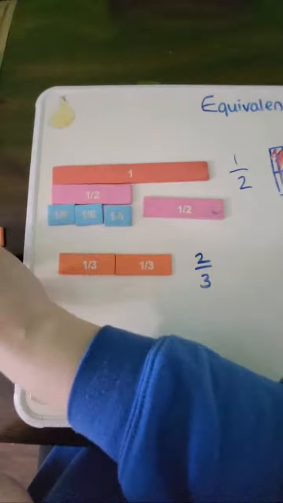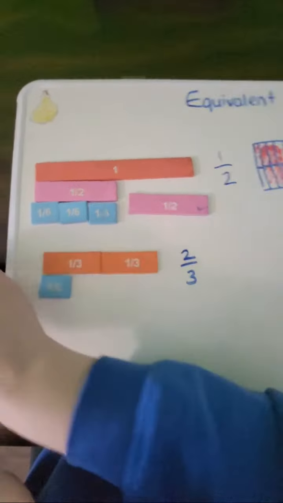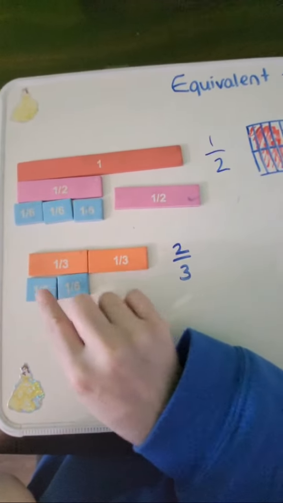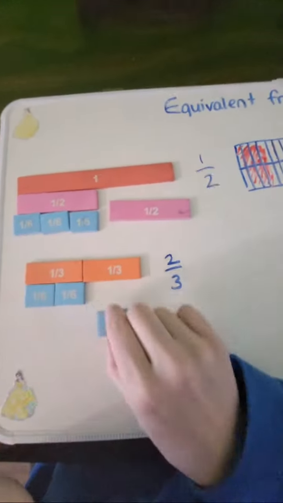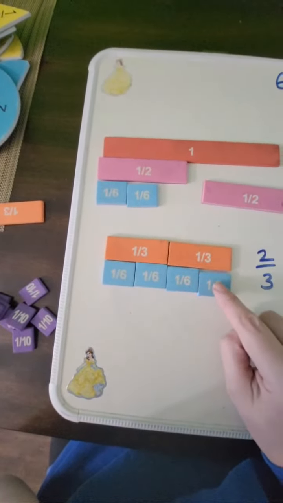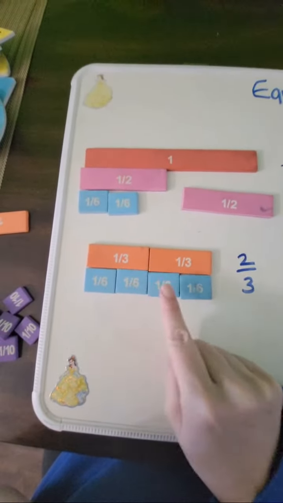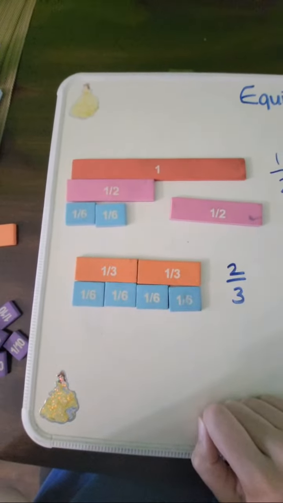So let's try 6. Because I know that 3, 6, 9, etc. will probably work. That makes more sense. There we go. So 2/3 is the same thing as 1, 2, 3, 4 sixths. Okay, let's look at some other examples.